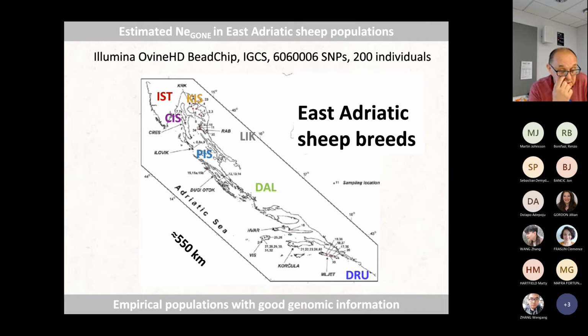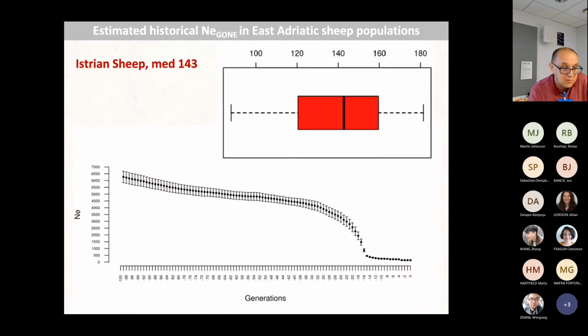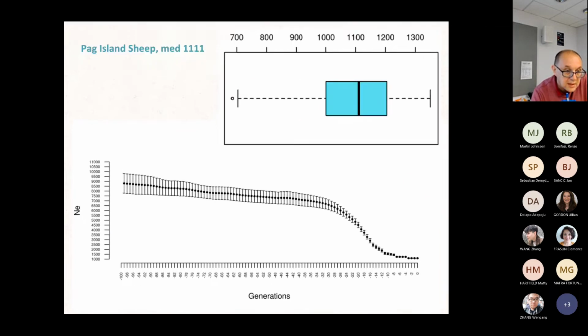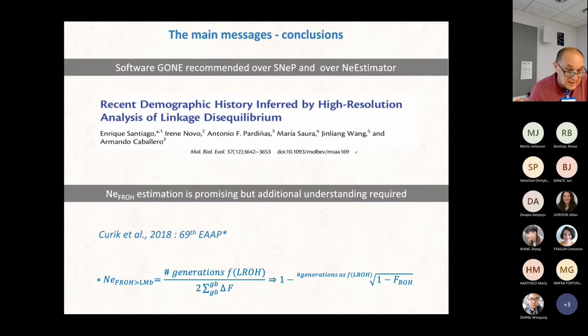We also had sheep populations in Croatia, and we tried this just to see. This is for Istrian sheep. The median is 140, but here you have the trajectory of GONE, which was bigger. And this is Pag Island sheep. This is also a much bigger population, because Pag sheep is famous for its Pag cheese, which is a very, very expensive hard type cheese. This was just as an example.